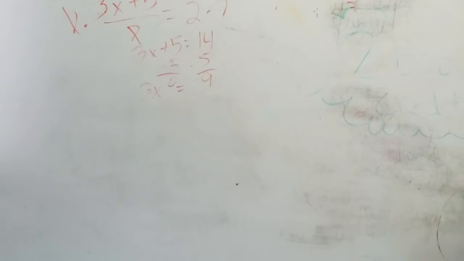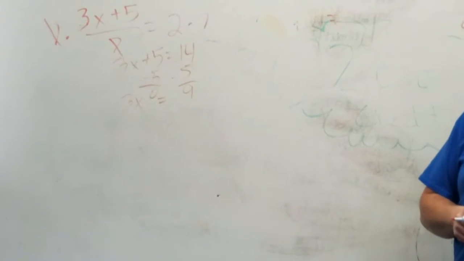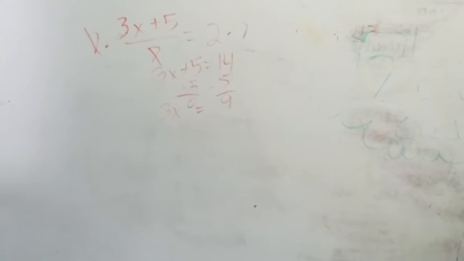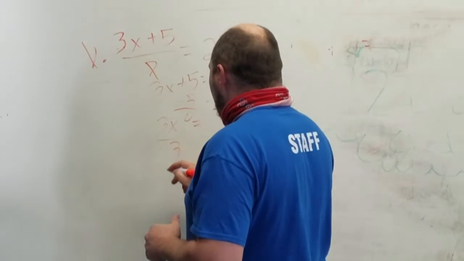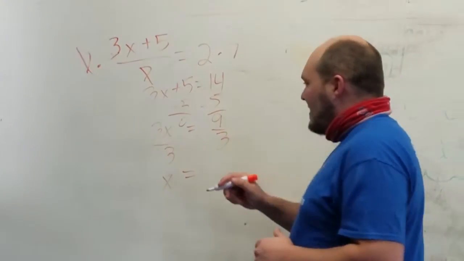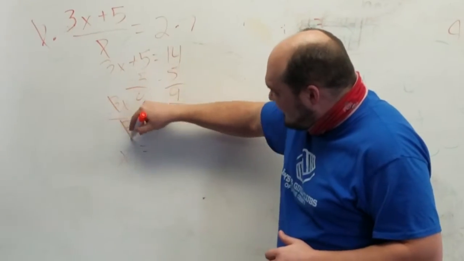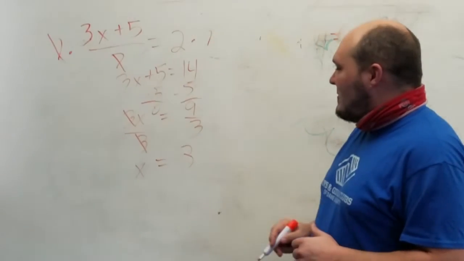And the last thing, that 3x, you can imagine that there's a multiplication symbol there. It means 3 times x. So we're going to do the opposite, which is divide. We're going to divide by the 3 to get x by itself because we're solving for the variable x. We're going to divide by 3 on both sides. These 3's cancel each other out. We're left with x. 9 divided by 3 equals 3.